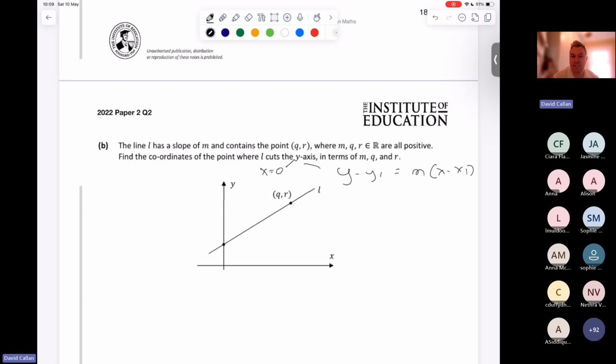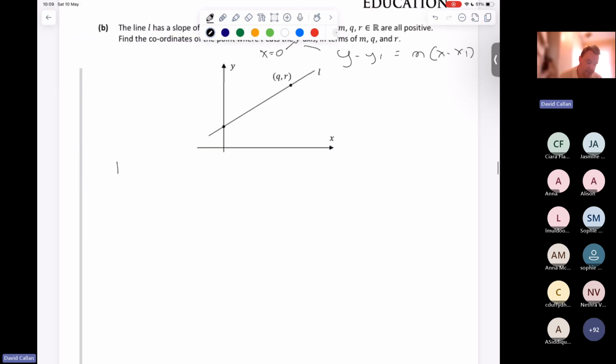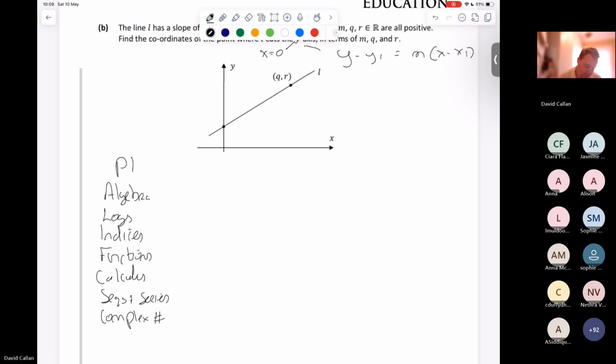What's the big difference? Now, Ella, it's a great question. The big difference between paper one and paper two is the topics that are on it. So if you're talking about paper one, we are talking about algebra, logs, indices, functions, calculus, sequences and series, complex numbers, financial maths. Paper 2, trigonometry, statistics.